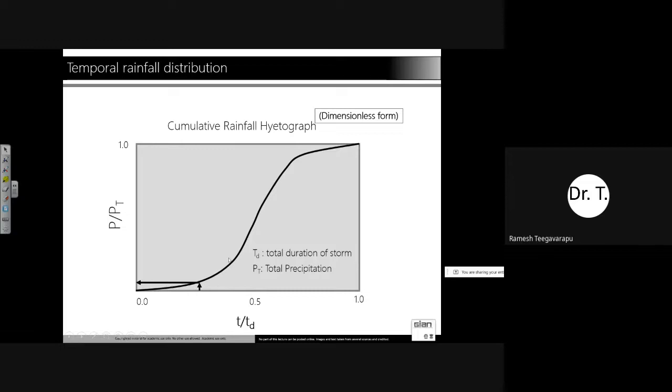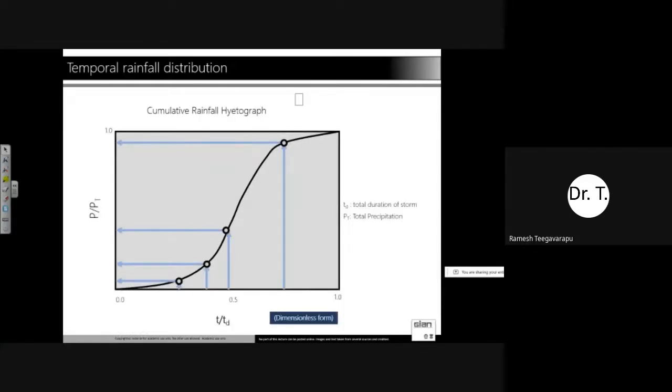Most of them are S-curves, and the maximum intensity happens somewhere in the middle of the precipitation time interval. So from this one, based on the ratios of the times, you can actually read the PO or PT values, and from PO or PT values, you can actually calculate the cumulative rainfall. From cumulative rainfall, you can actually calculate the incremental rainfall. So these are the distributions, which we call the dimensionless form.